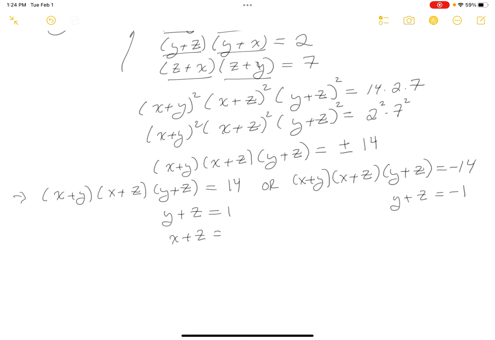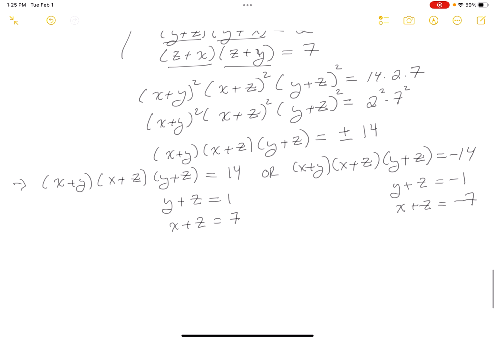Again, I want to point out it's 2, so that would be 7, right? 2 times 7 is 14. What do I get over here? Well, it's likewise x plus z equals minus 7. Let's keep going. Let's do the next one. What's the next one going to be?